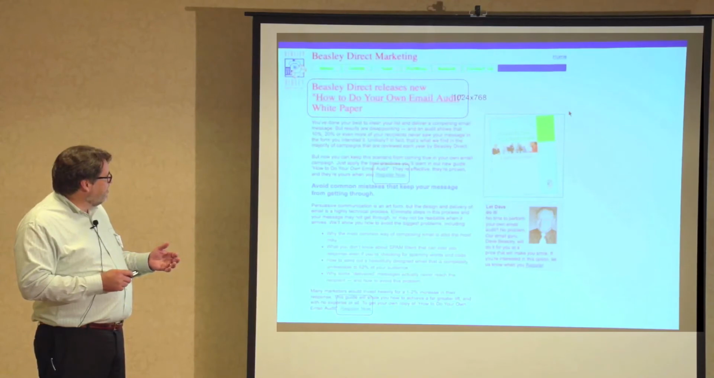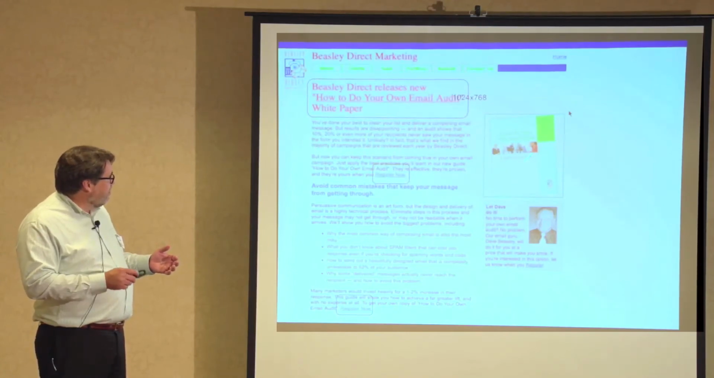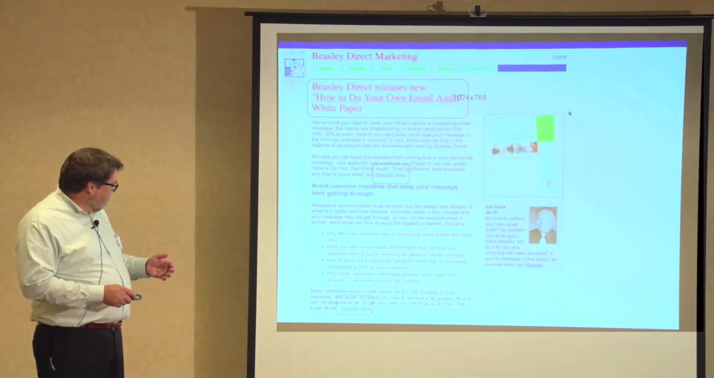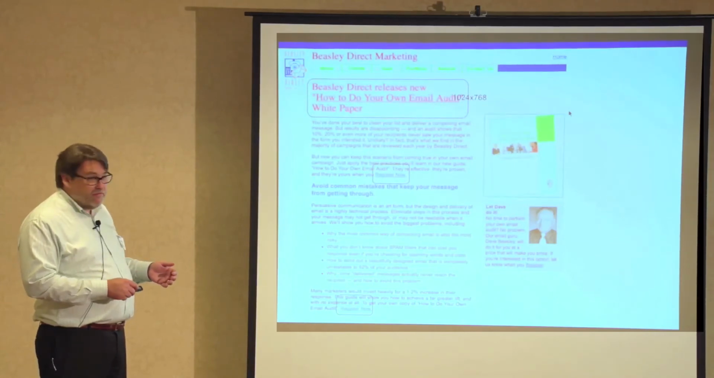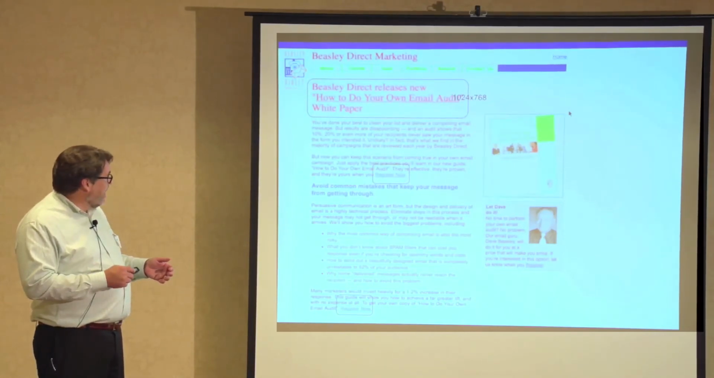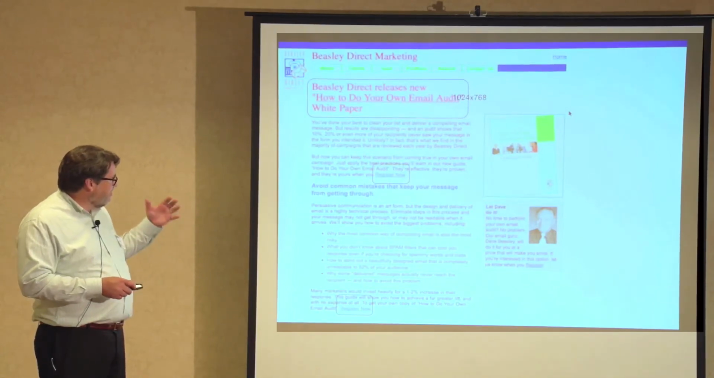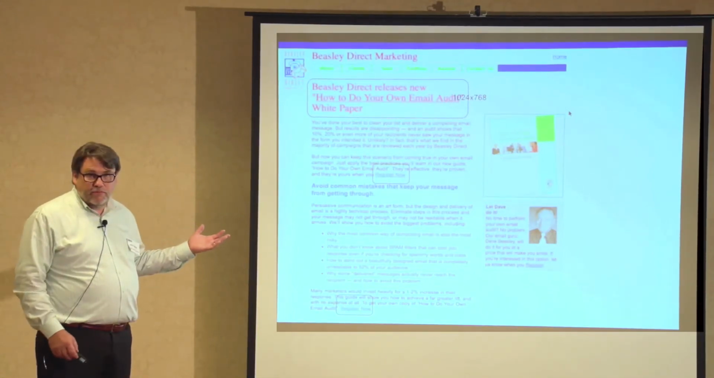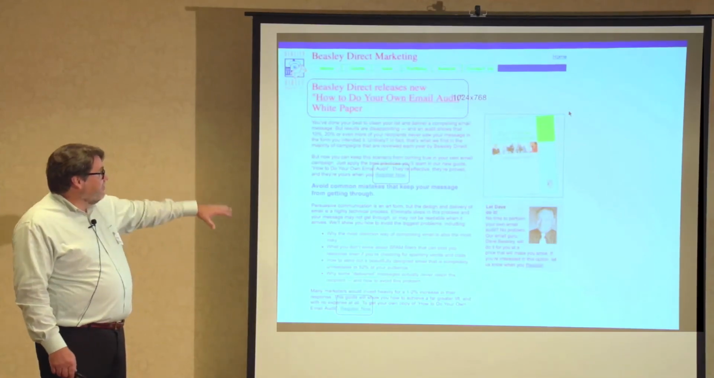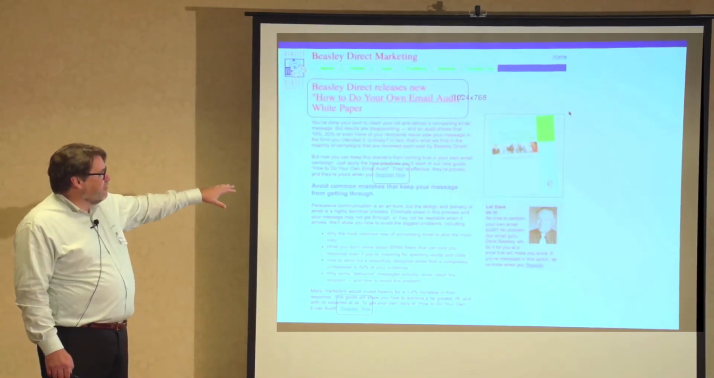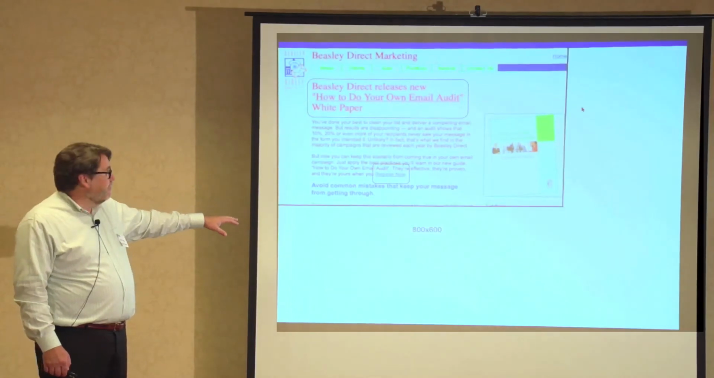We have some benefits here. Then we have a register now. We have a clickable link. We have another register now over here with Dave's smiling face. And then we have a third register now. We have a very easy to read bulleted list of benefits. We have a benefit statement here as a subhead, avoid common mistakes to keep your message from getting through. Now this is developed right now for a 1024 by 768 screen.